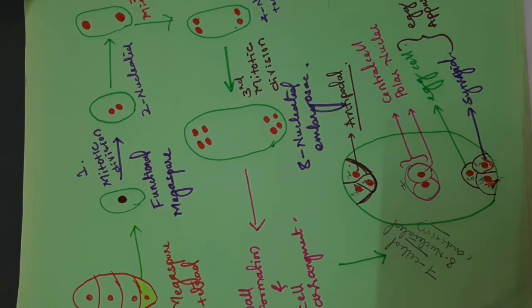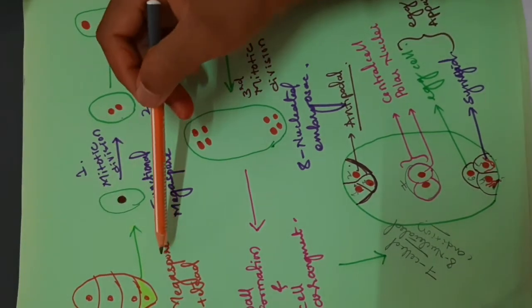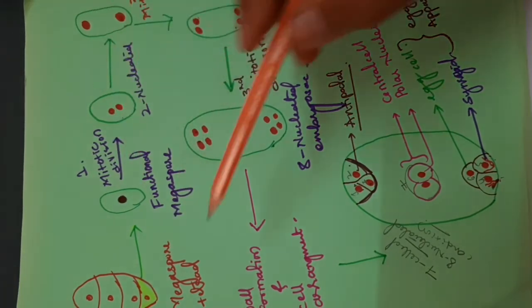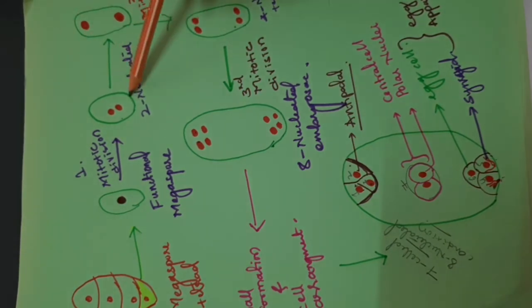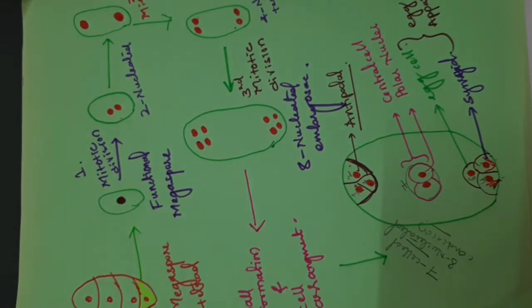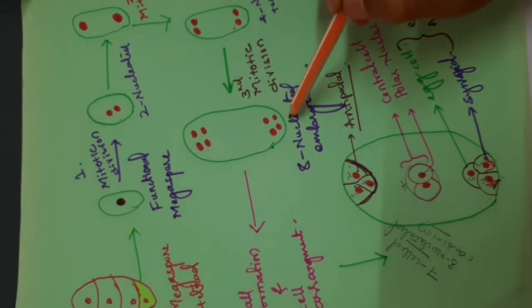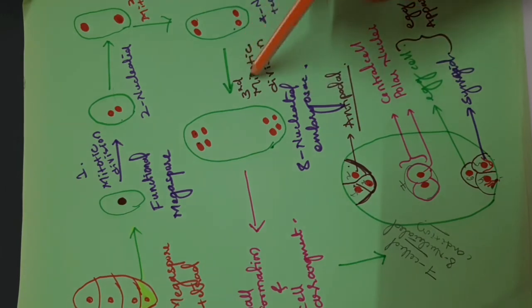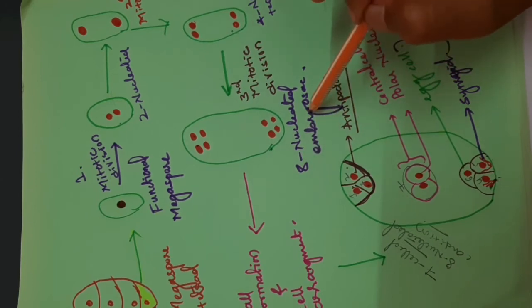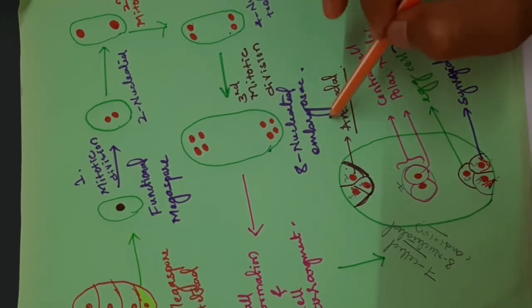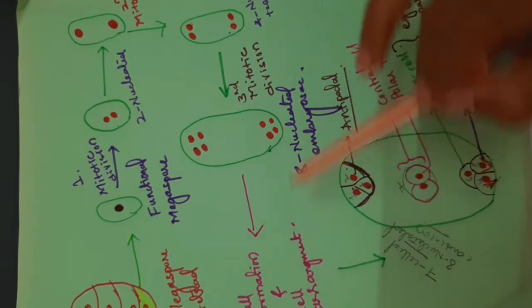Again I will explain here. In the megaspore tetrad, one functional megaspore undergoes mitotic division to form 2 nuclei. Those 2 nuclei again undergo free nuclear division to form a 4 nucleated embryo sac. The 4 nucleated embryo sac undergoes mitotic division to form an 8 nucleated embryo sac. After the formation of 8 nucleated embryo sac, wall formation and cell arrangement occurs.